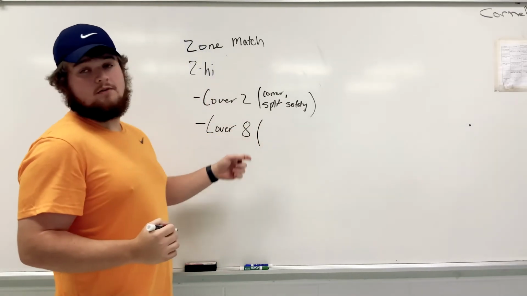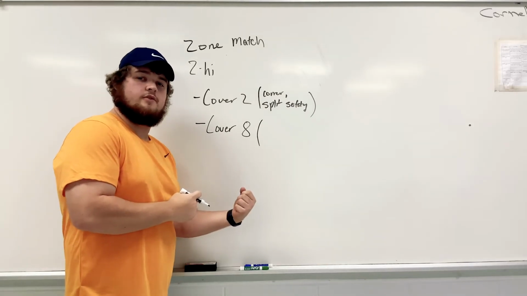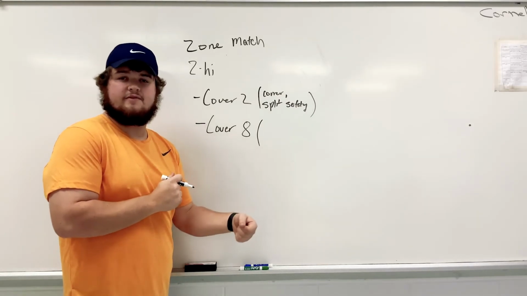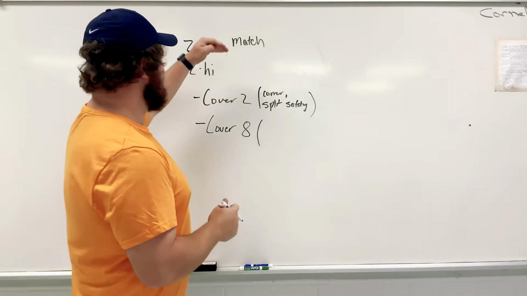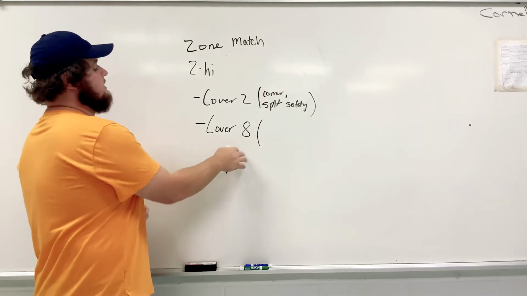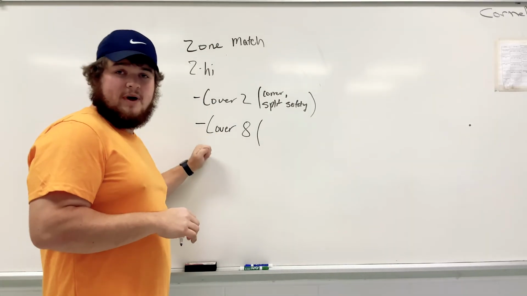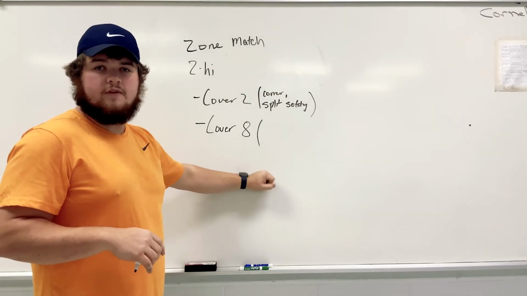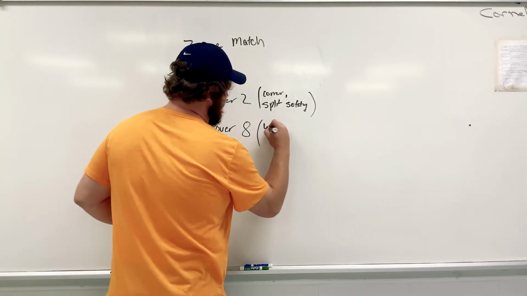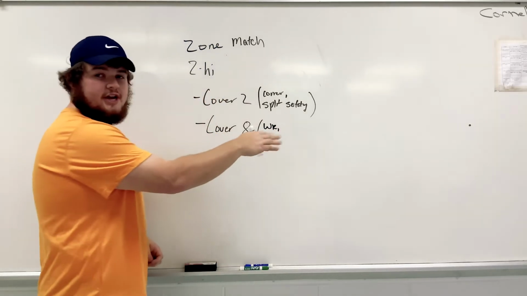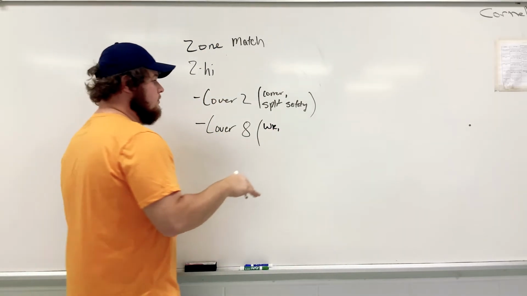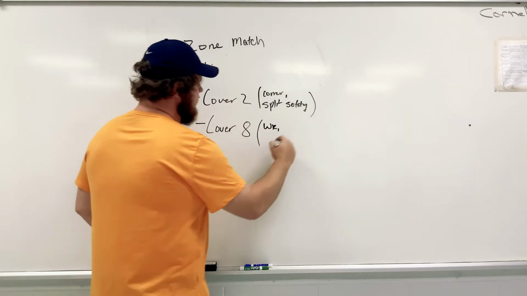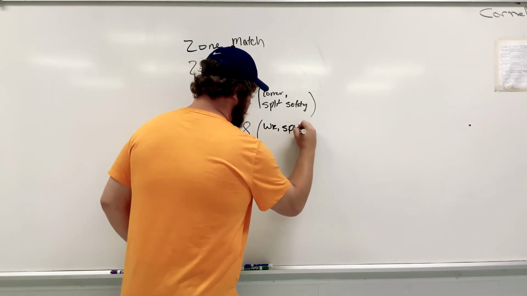All right, we have cover 8. Cover 8 is going to be the sister coverage of cover 7. So cover 7 was a man match quarters. This is going to be our zone match quarters. This is typically played so you can play zone match quarters on one side and then play a cover 2 philosophy on the other side. Okay? So it's a weak rotation typically. This one can change depending on if you want to run those weak corner rotations, but they're going to rotate weak. All right, and it's a split safety as well.